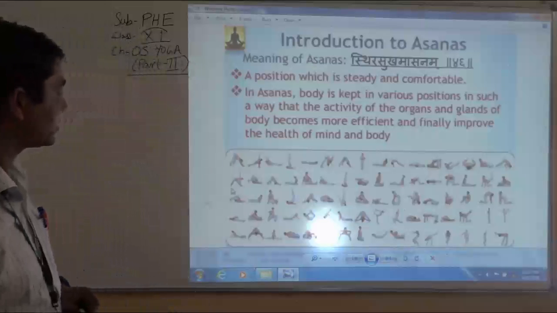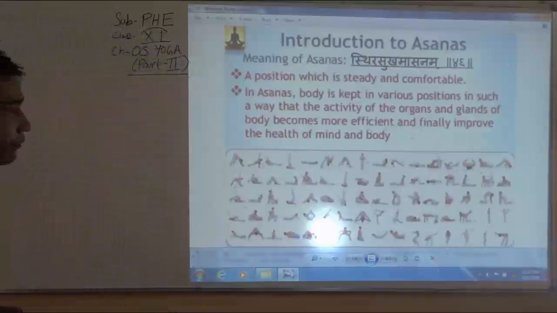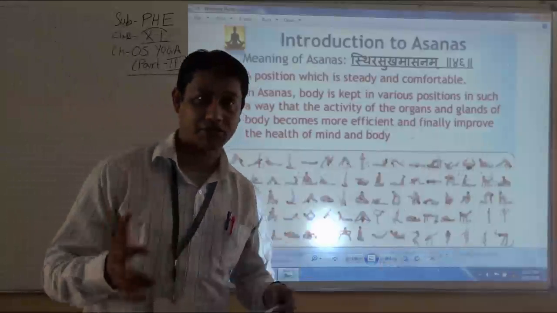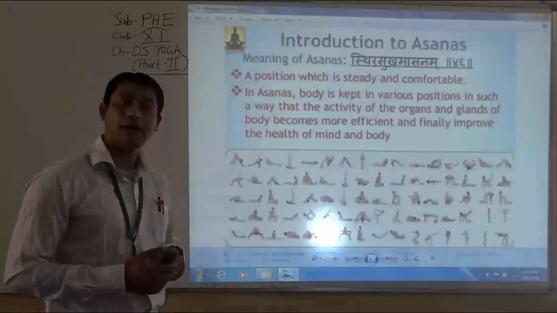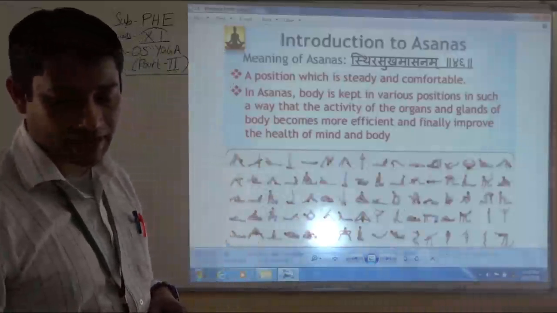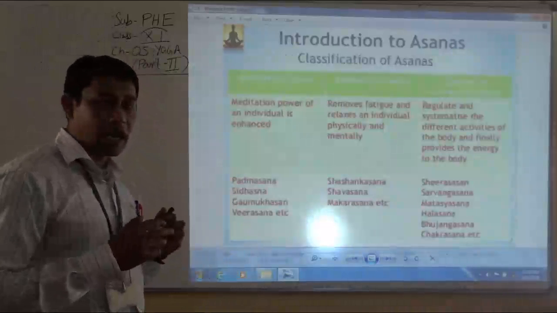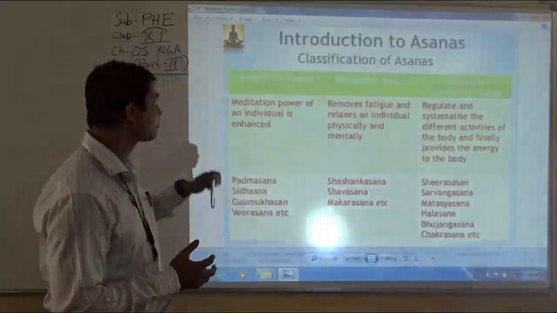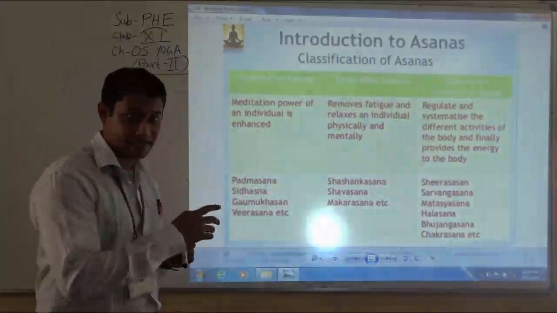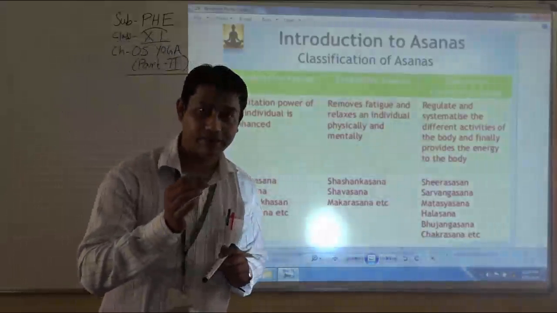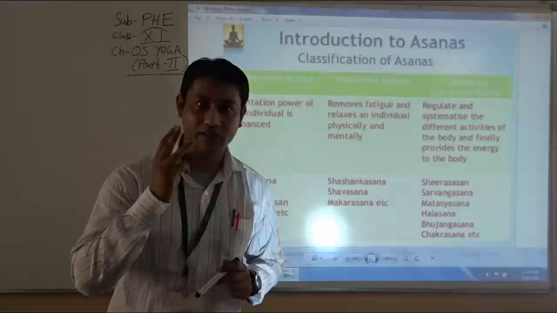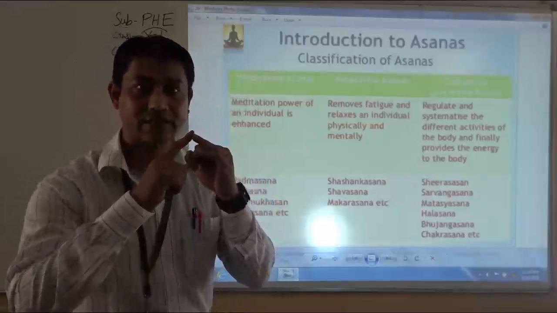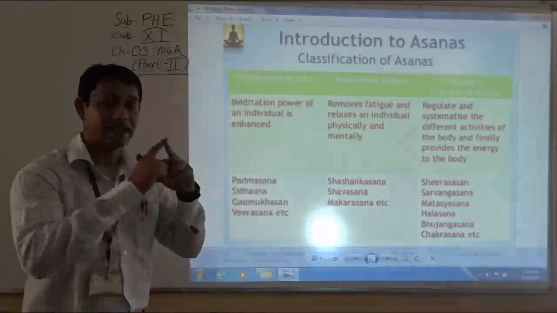As you can see students, in this image I have included the various types of asanas. So moving ahead, asanas can be classified into 3, namely meditative asanas, relaxative asanas and corrective asanas. So these are the 3 types of asanas.